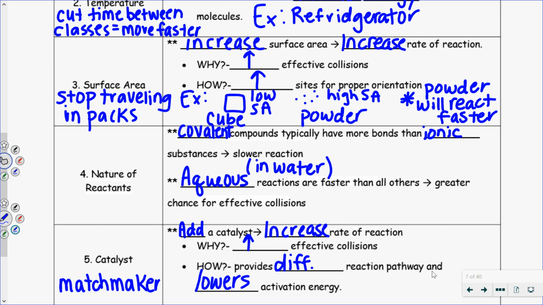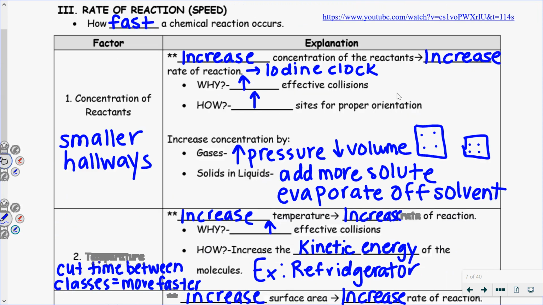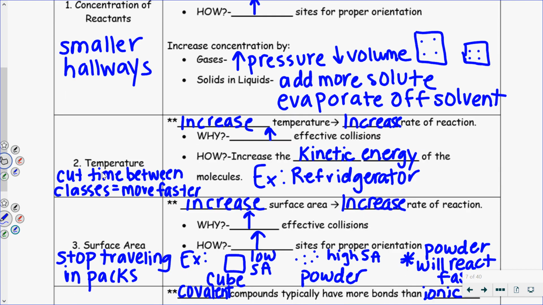So notice for all of these factors, we're discussing how we can have more effective collisions to speed up a reaction. So in summary, what you want to remember, if you increase the concentration of a reactant, you're going to increase the rate of that reaction. It's going to go faster. And the iodine clock was the video that kind of demonstrated that. For temperature, if you increase the temperature, those particles are going to speed up. They're going to collide more frequently. So that's also going to speed up or increase the rate of a reaction.